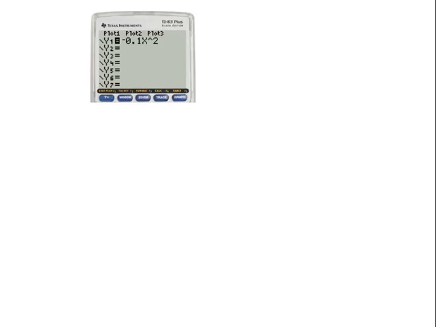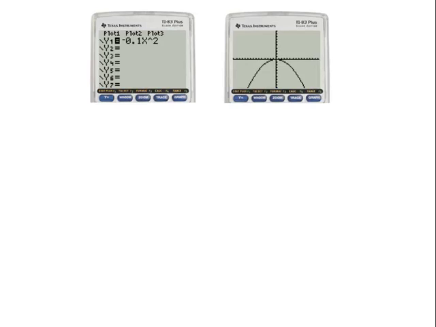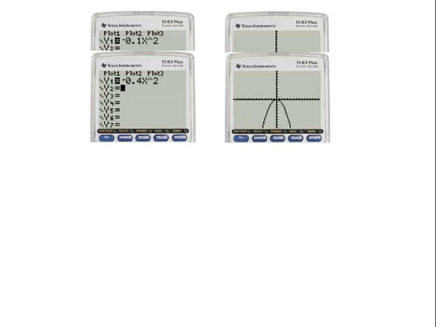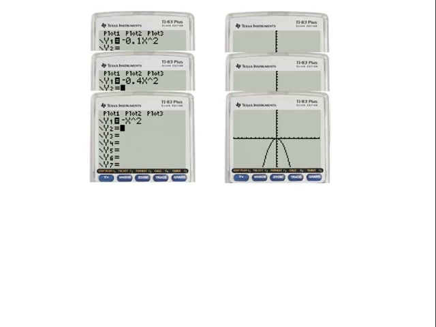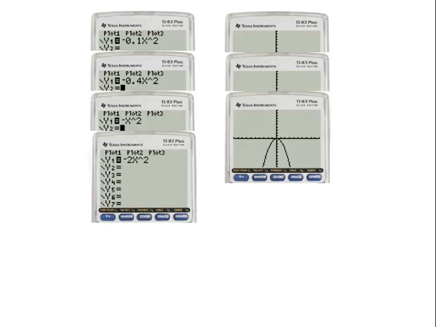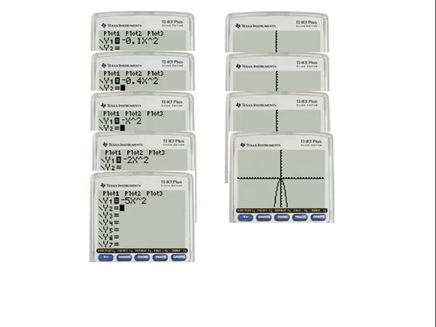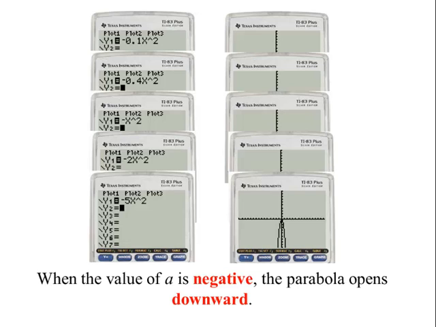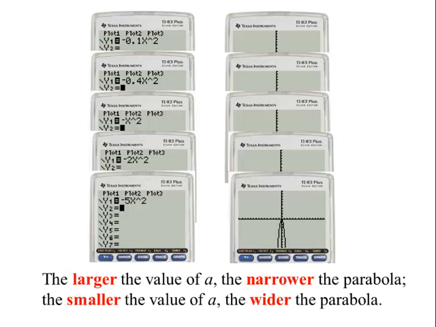Let's look at negative values of a. When a is equal to negative 0.1, we have this graph. When a is negative 0.4, we have this graph. Negative 1, negative 2, and negative 5. So when the value of a is negative, the parabola opens downward. And also, the larger the absolute value of a, the more narrow the parabola. The smaller the absolute value of a, the wider the parabola.